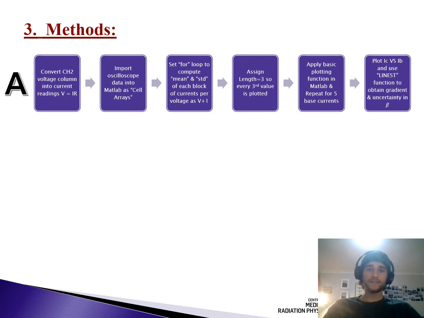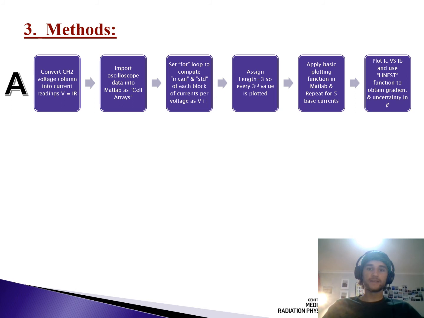First, the provided oscilloscope data was imported and each respective channel 2 voltage was divided by 100 ohms to convert it into currents. The voltage and current columns were then imported into MATLAB in the form of cell arrays. Using a for loop, the mean and standard deviation functions were applied to each block of currents per unit voltage. Before plotting the result, every third data point was selected in order to make the data easier to visualize and less cluttered. The plotting function was finally used to produce the collector characteristics, and this process was repeated for all 5 base currents.